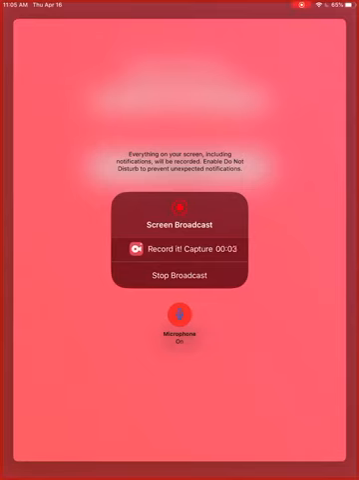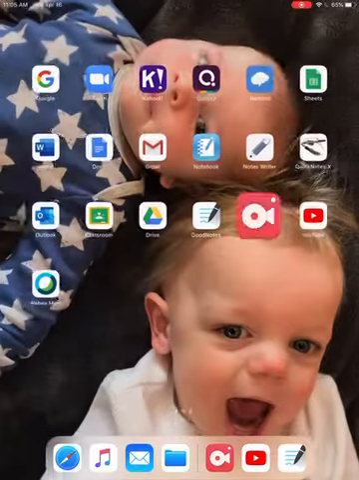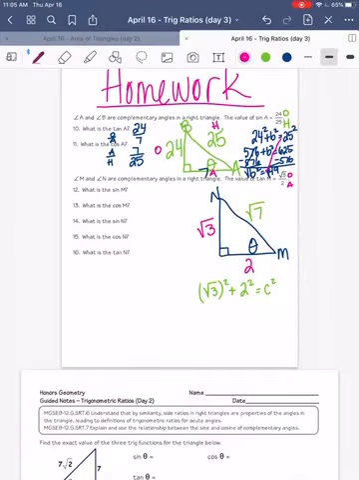Happy Thursday. We are going to continue with our trig ratios today. And honestly, what we're going to do today is just one more day of practice before we move on to the really, really important stuff.